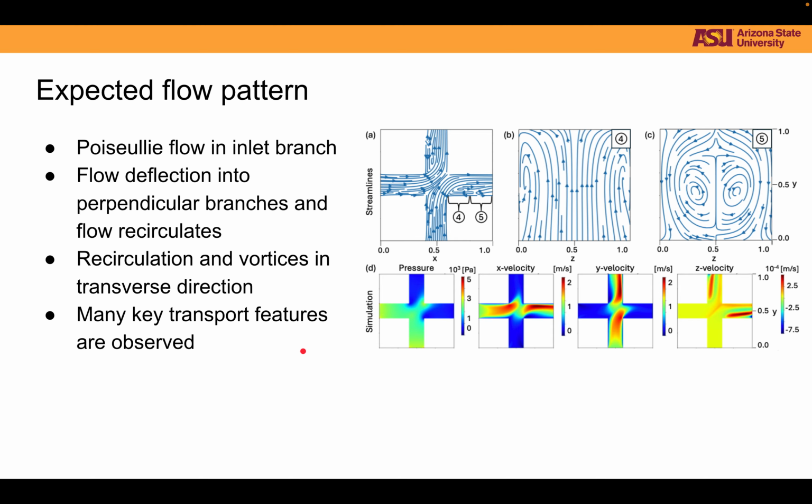The cross-shaped flow, as I discussed earlier, has these complex recirculating motions that we expect. We see flow coming in from our inlets here, then deflecting at this intersection region and exiting from the outlets. We can take some cross-sectional views of these, shown here in B and C, and we can see that there are very complex recirculation patterns that are essential for this flow.